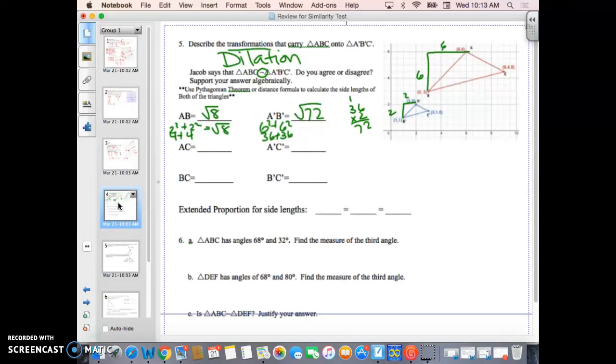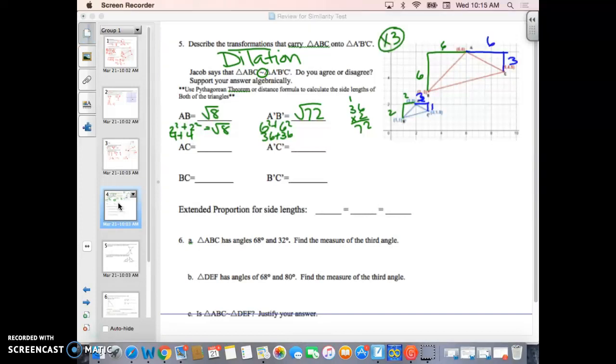Now right off the bat, I can see that this was 2, but 2 times 3 is 6. I'm sorry, I was having a moment. This is 2. All right, so this is 2 squared plus 1 squared, which is the square root of 5. And over here we've got 6 squared plus 3 squared. That's 36 plus 9, which is 45.